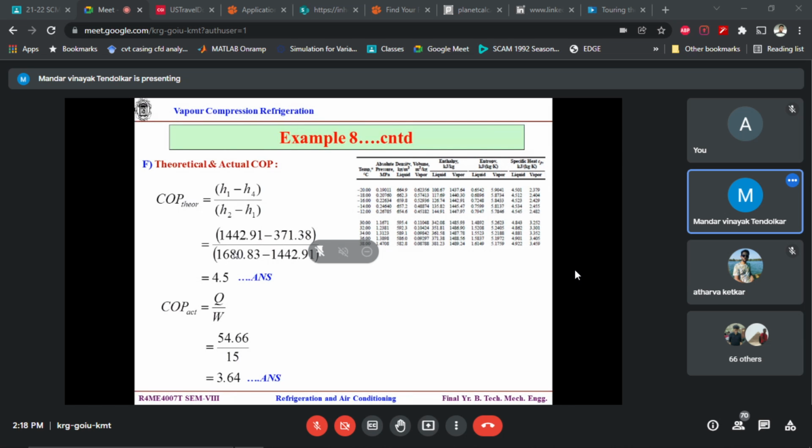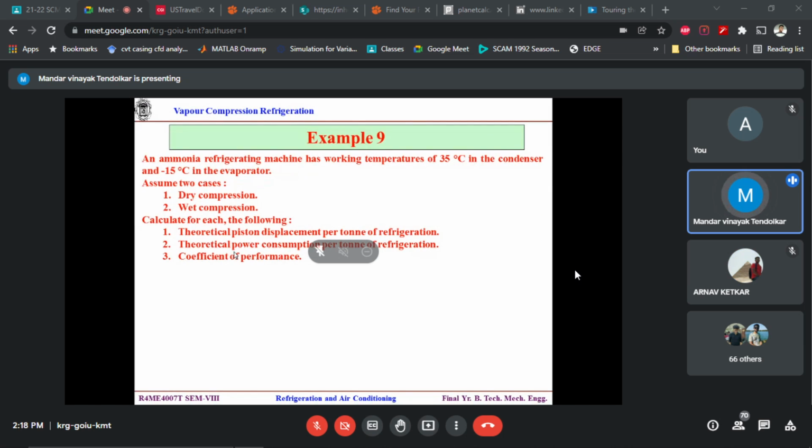No, sir. Okay. An ammonia refrigerating machine has working temperatures of 35 degrees Celsius in the condenser and minus 15 degrees Celsius in the evaporator. Assume two cases, dry compression, wet compression. You are going to repeat what you have learned in your laboratory part. Calculate for each theoretical piston displacement, theoretical power consumption and COP.